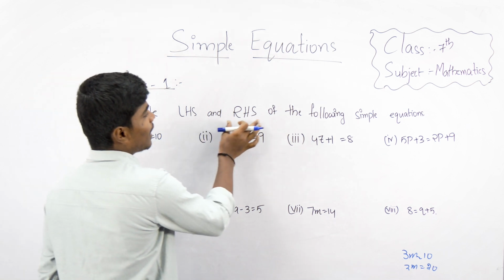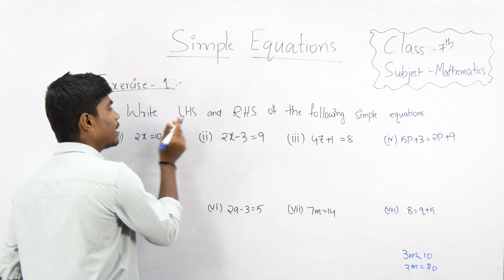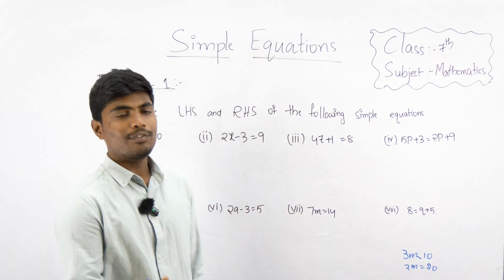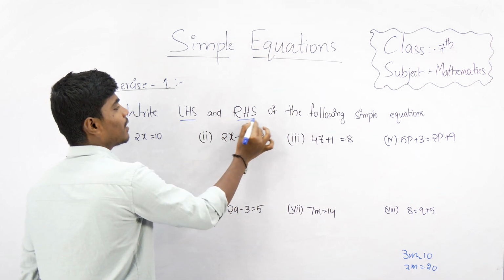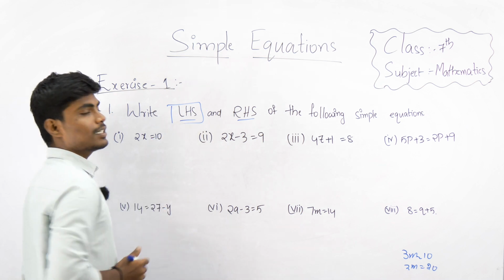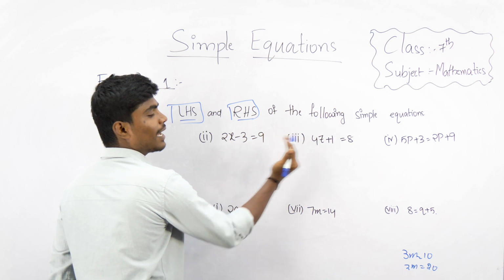Exercise 1, first problem. Write LHS and RHS of the following simple equations. Here he gave some equations and we have to write the LHS and RHS of them. What is LHS? LHS means left hand side. RHS means right hand side.